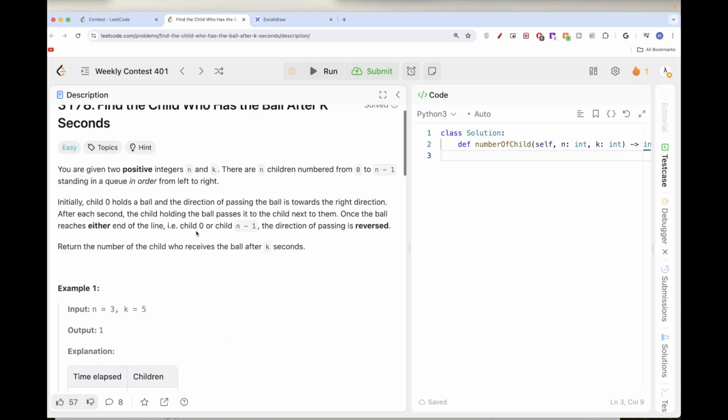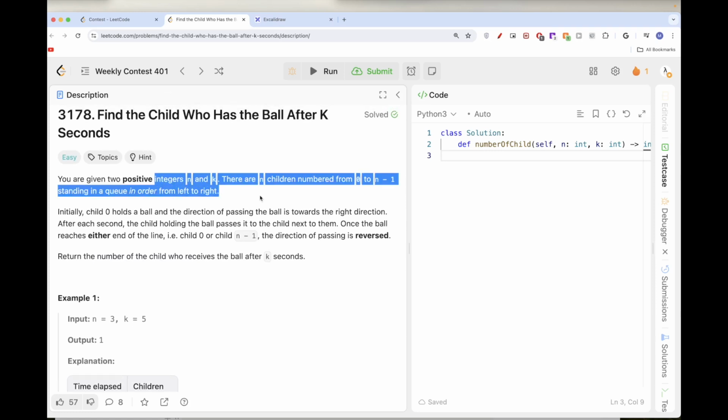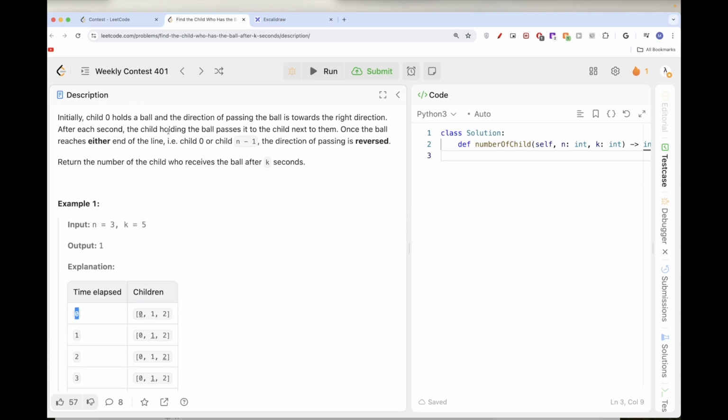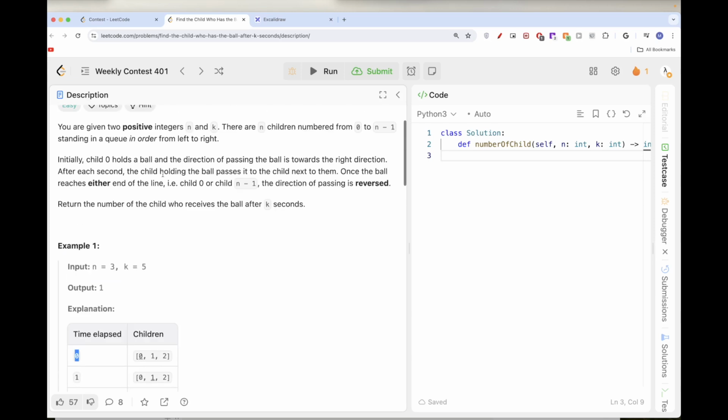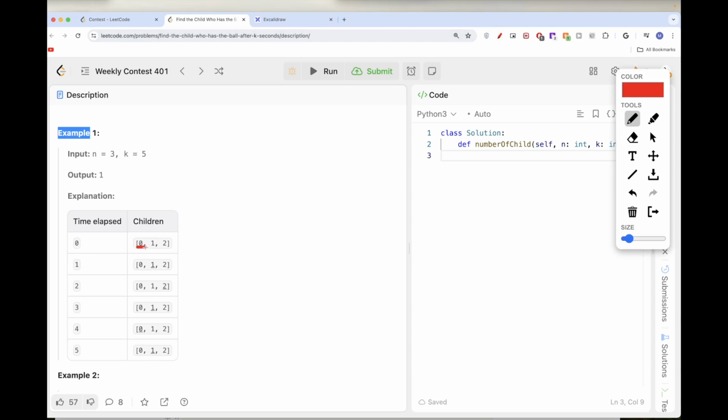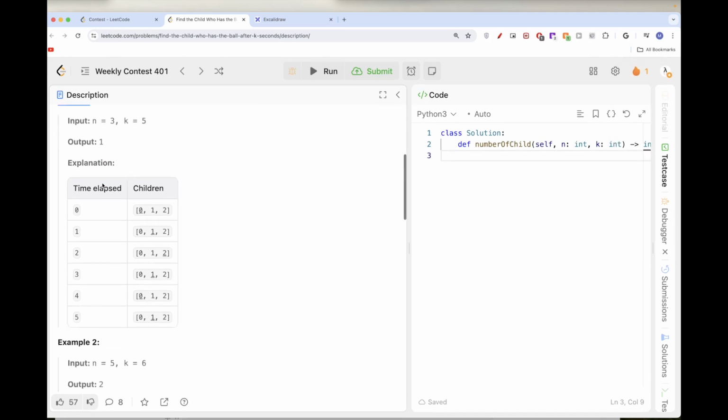Okay, now what's our goal? Our goal is we have n children, and each second we know what happens. We want to know at second k which child has the ball at that moment, right? So that's what we want to do. If you take a look at this first example, first child has the ball, then we go all the way to second 5. It's this one that has the ball, child 1. We start indexing from 0, and so child 1 has the ball. Okay, so that's the idea.